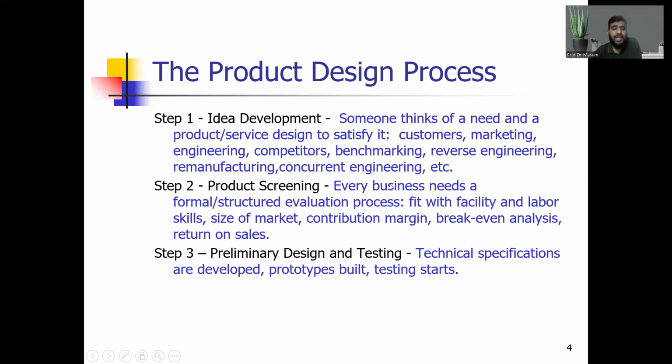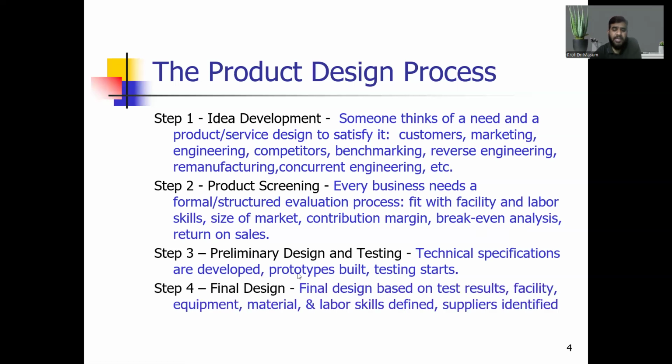And then after screening, after choosing the best option, you will design and test. Design and test means that you will send it to the design department. Technical specifications are developed, prototype built, and testing starts. Prototype build means some products are produced to check whether the product is good or bad. And how will you check whether the product is good or bad? You will send it to the testing centers.